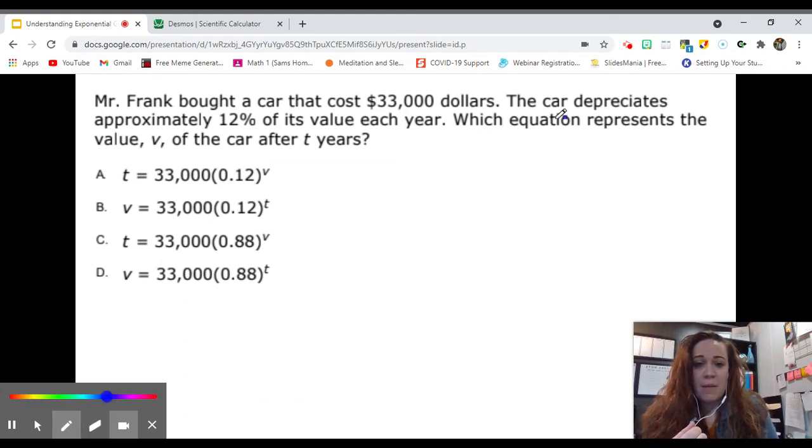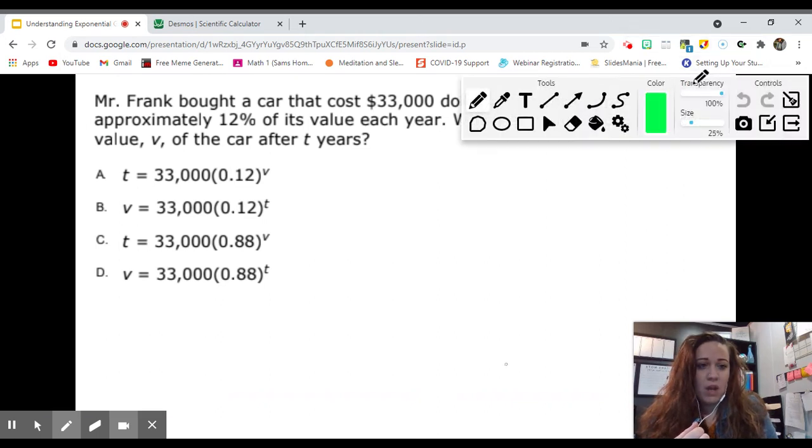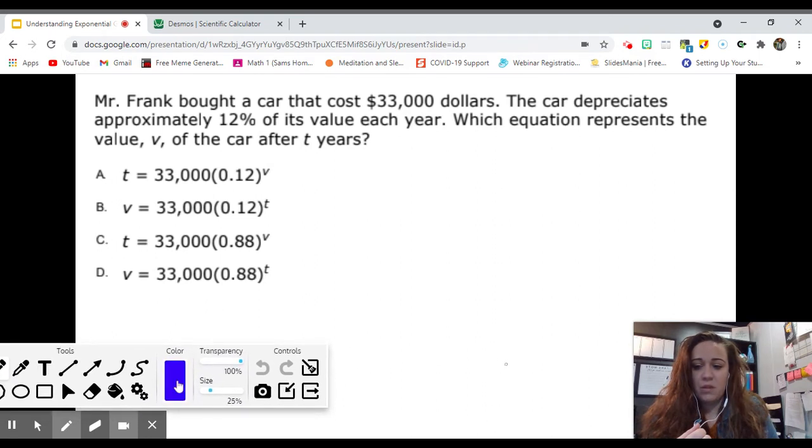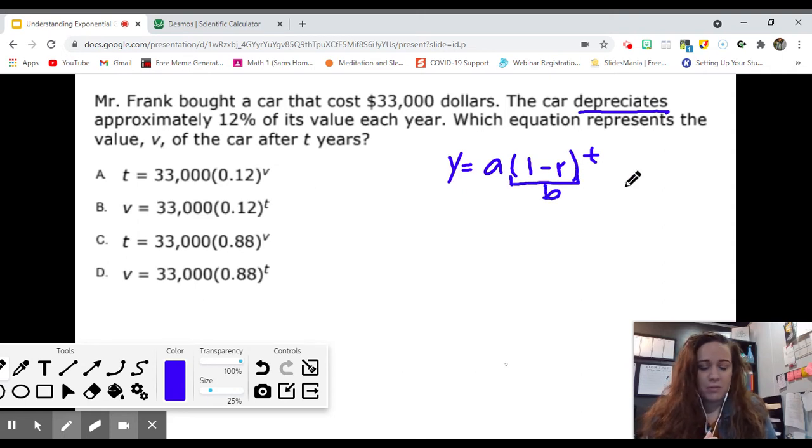So we know that we have the word depreciates there, which lets us know that it's going to be a decrease, or a decay. So we're using y is equal to a times 1 minus r to the t power. And then what's in parentheses is your base, or your b value, but that necessarily isn't needed for the word problems at the moment. But we know that it's decaying, so we need to use the subtraction sign.